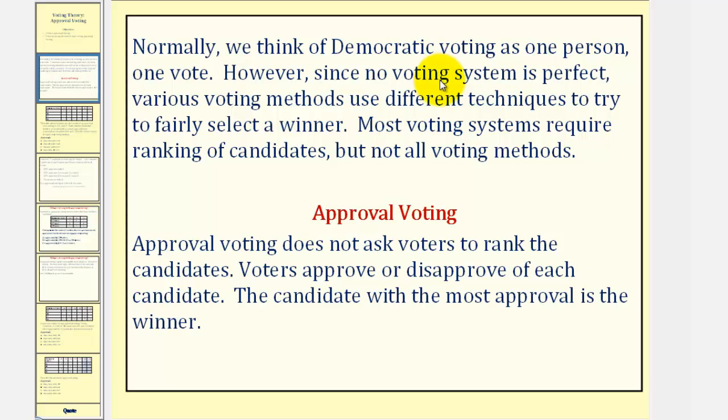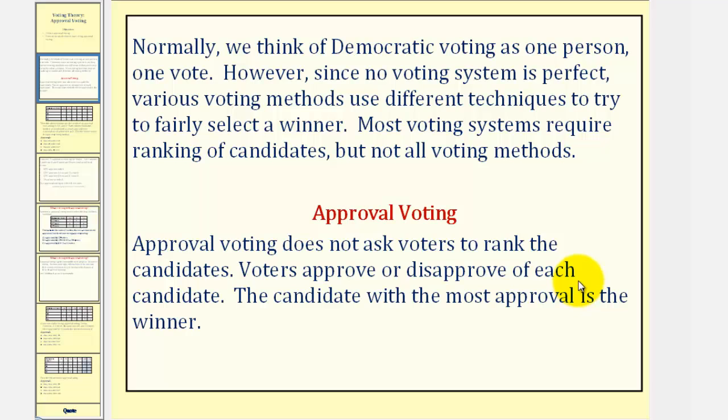Normally, we think of democratic voting as one person, one vote. However, since no voting system is perfect, various voting methods use different techniques to try to fairly select a winner. Most voting systems require a ranking of candidates, but not all voting methods. For example, approval voting does not ask voters to rank the candidates. Voters approve or disapprove of each candidate. The candidate with the most approval is the winner.